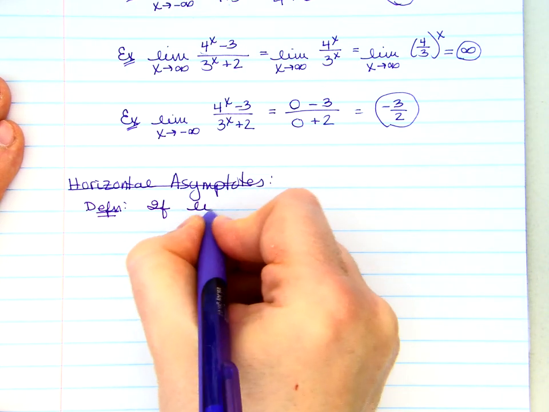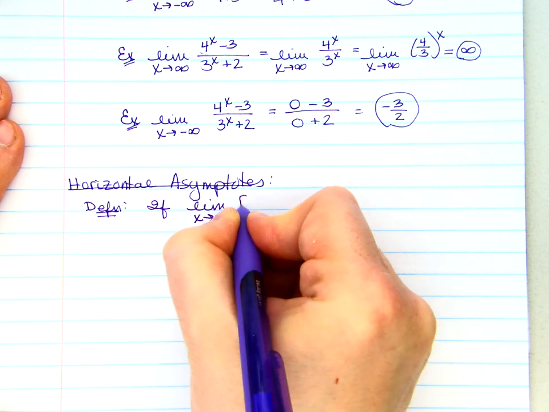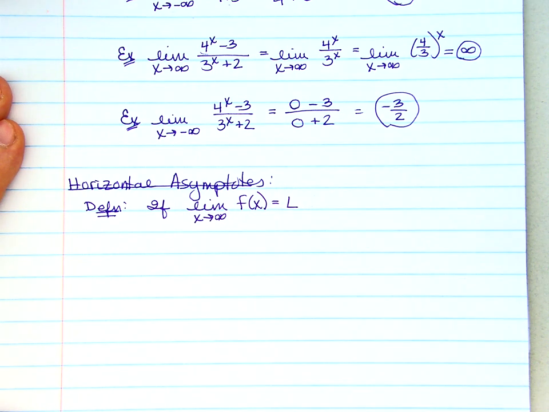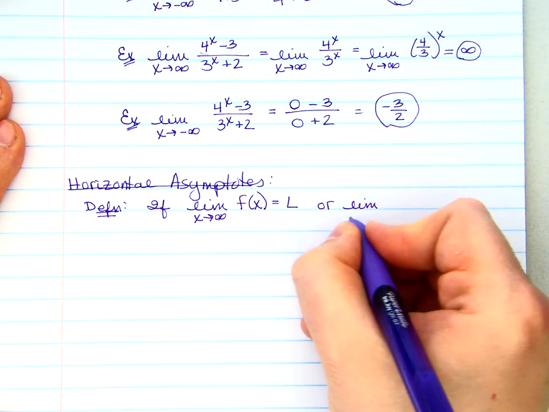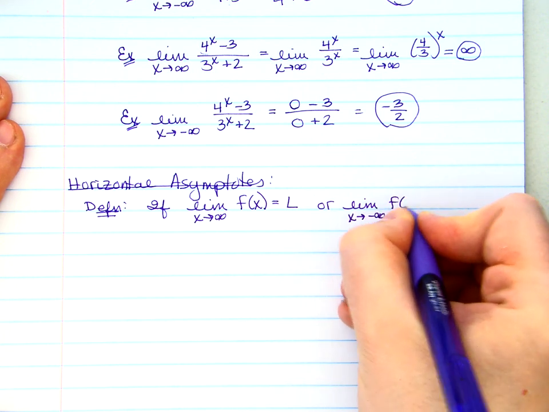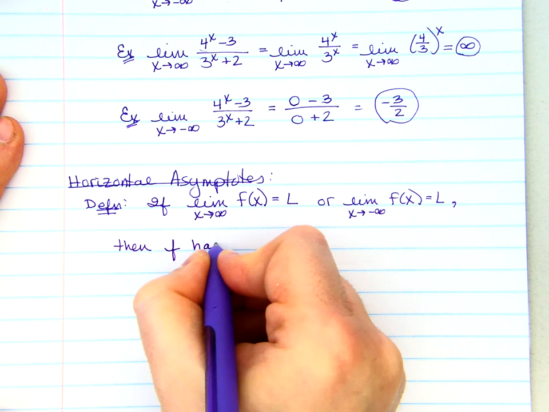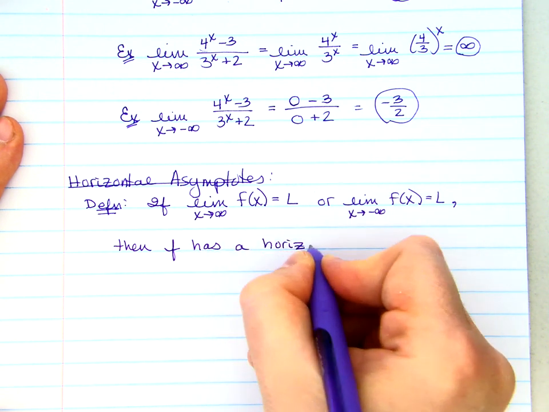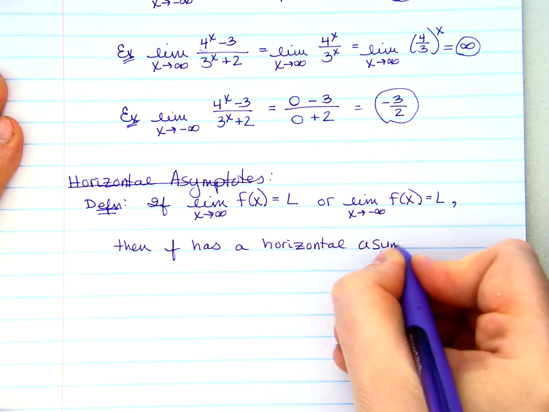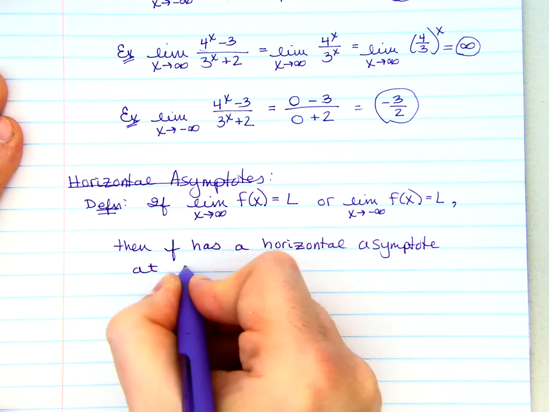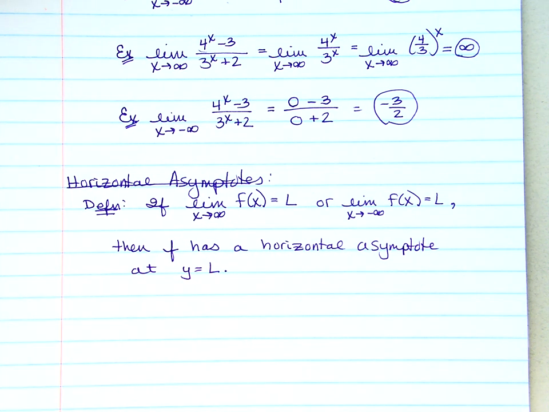If the limit as x approaches infinity of my function, f of x, equals some number L, or if the limit as x approaches negative infinity of f of x equals some number L, then we can say f has a horizontal asymptote at y equals L. If the limit as x approaches infinity of my function is L, or the limit as x approaches negative infinity of my function is L, then I can say that f has a horizontal asymptote at y equals L.